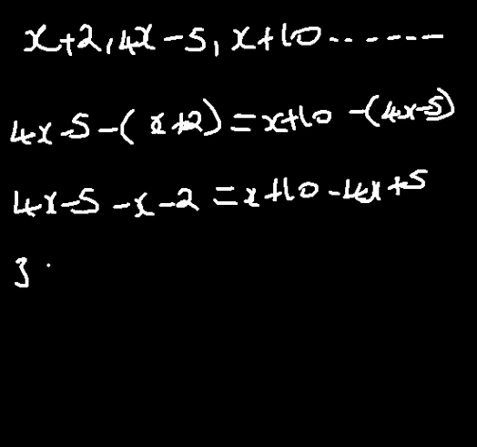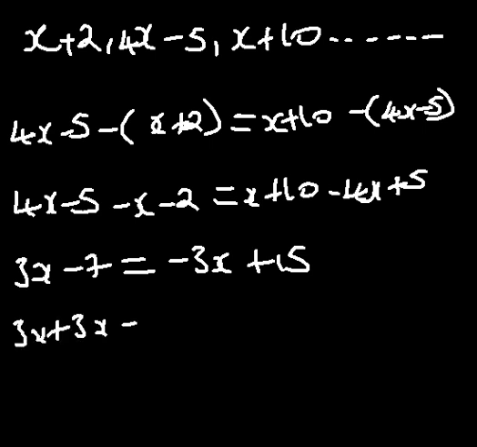So now we'll have 3x minus 7, which is equal to, because these are actually like terms, negative 3x, and that should be plus 15. That is the way to go. So now in this case we'll have 3x plus 3x equal to 15 plus 7, which will give us 6x, which is equal to, what is 15 plus 7? Now I'll have it as 22.